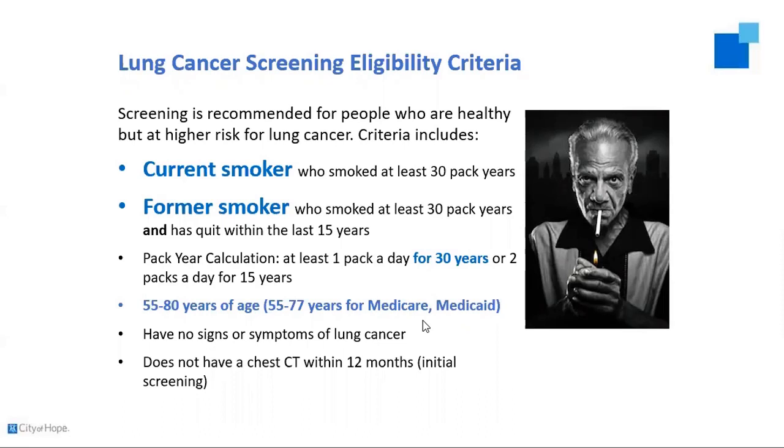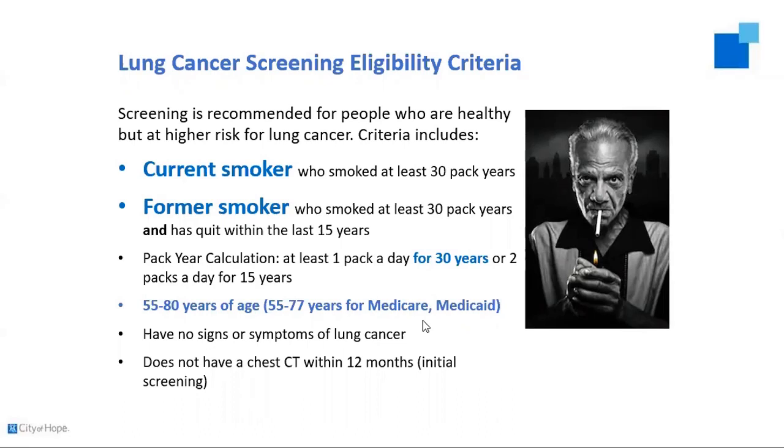Also, the patient needs to be between 55 to 80 years old. But right now, if you're a Medicare or Medicaid or Medi-Cal patient, they usually cover until the age of 77.